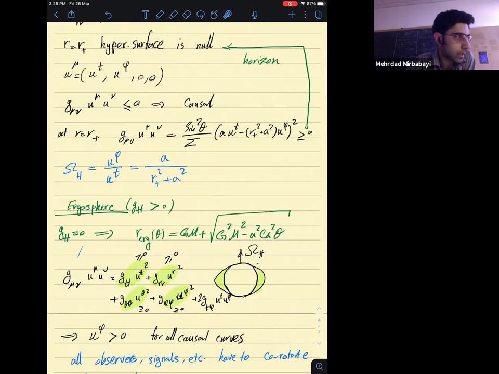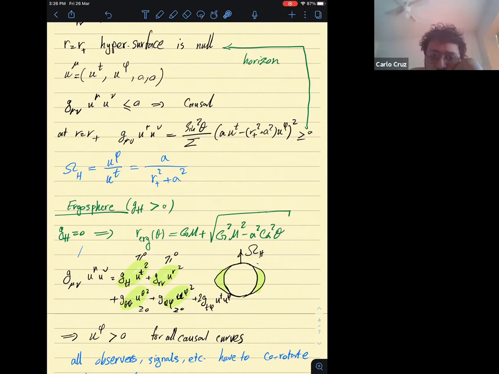One has to be a little bit careful, because once you go inside the horizon, at r less than r plus, the r coordinate changes sign too. So g_rr will be negative inside, similar to the Schwarzschild case. r becomes a time-like coordinate as you go inside. Now then there will be an inner horizon.